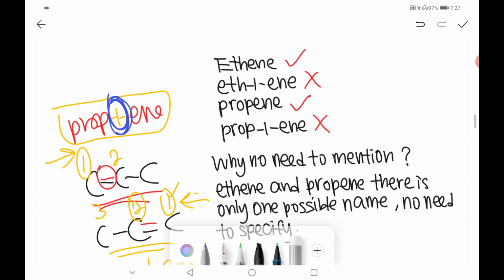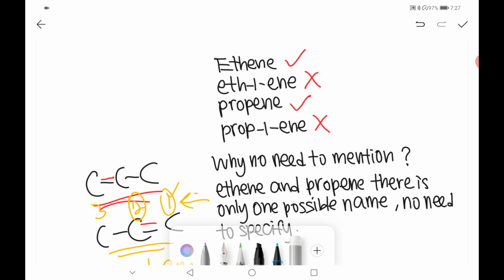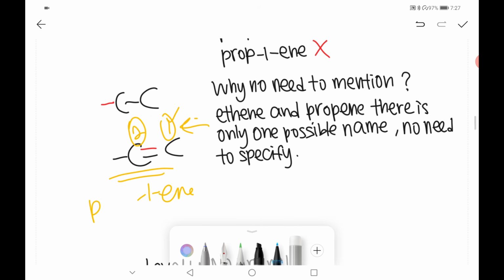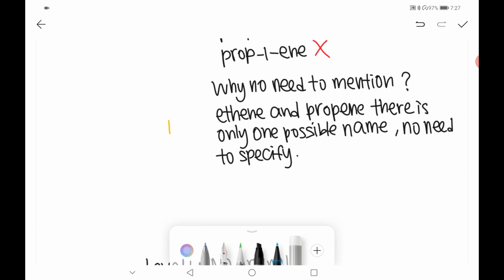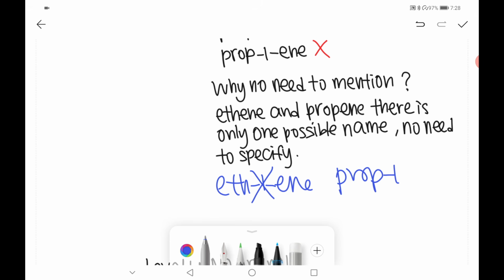Since the double bond only has one possible location, no need to mention it. So please read back this one. Why don't we need to mention? Because for ethene and propene, there is only one possible name. Ethene can only be ethene, so no need to mention the number. Propene can only be propene, so no need to mention the number.